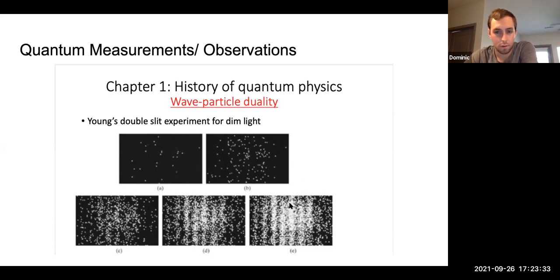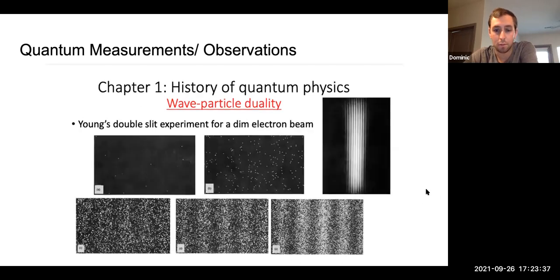And almost an identical thing, which is kind of cool, is that they've also done this with electrons. What we typically think of as particles, not waves, they found it goes both ways: light waves behaving like particles, but also particles behaving like waves. So they've seen interference patterns with electrons, which is kind of cool.